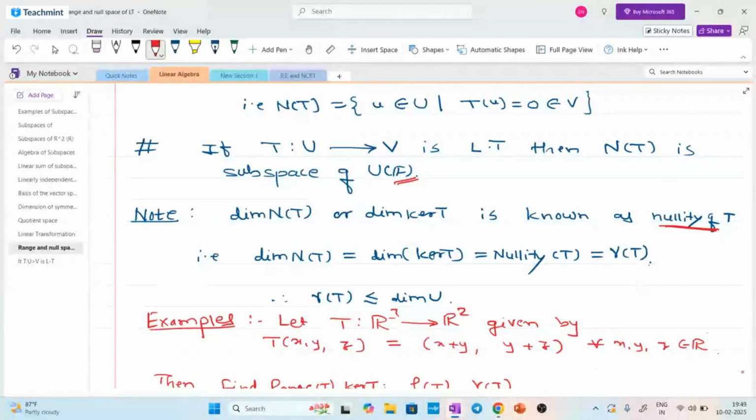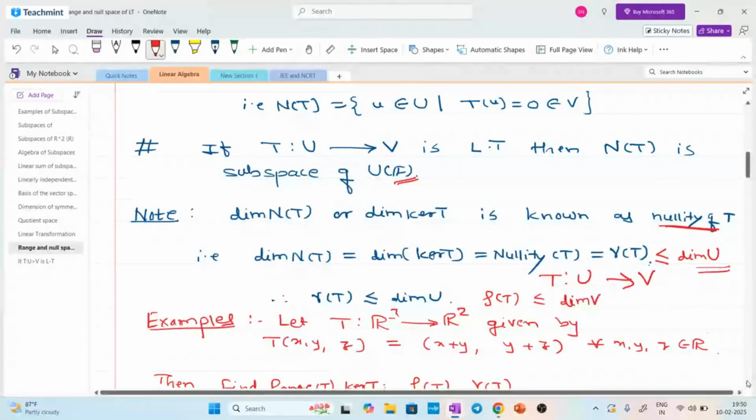These are just notations. Gamma of T is nothing but the dimension of null space of T, or nullity of T. And this number is always less than or equal to the dimension of U, because U is the domain vector space of the linear transformation T from U to V. Therefore, gamma of T is always less than or equal to the dimension of U, and rho of T is always less than or equal to the dimension of V. These two concepts are most important.